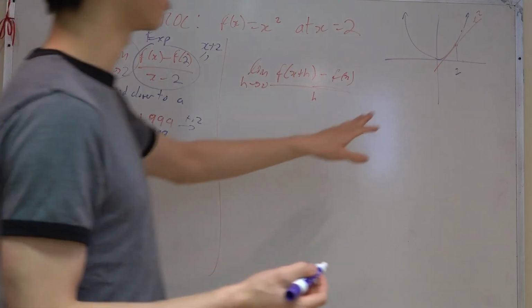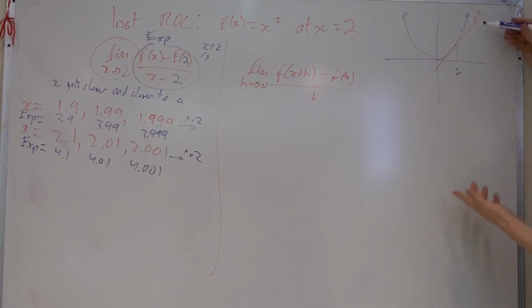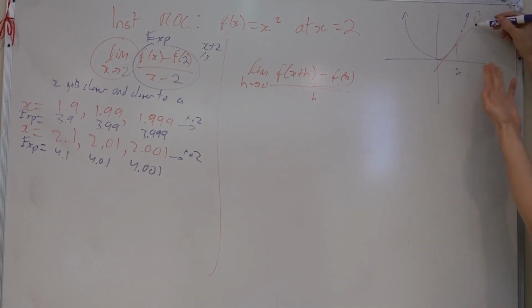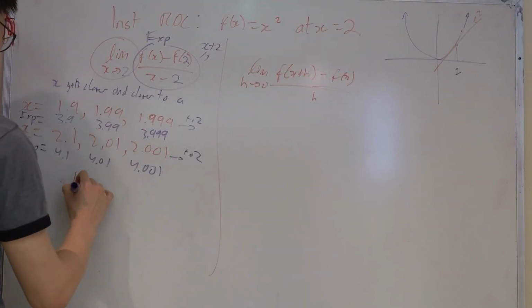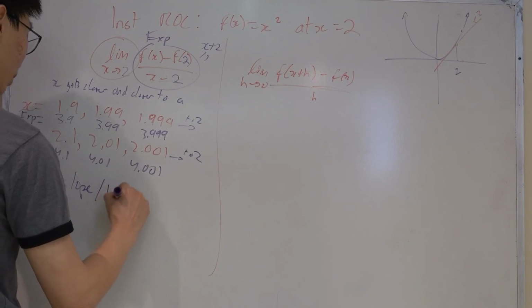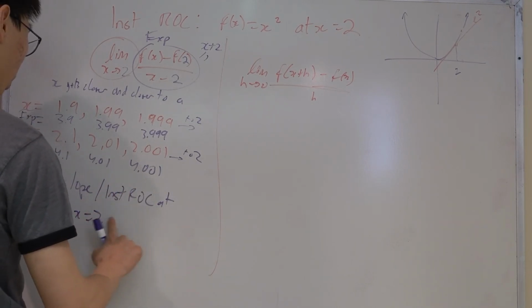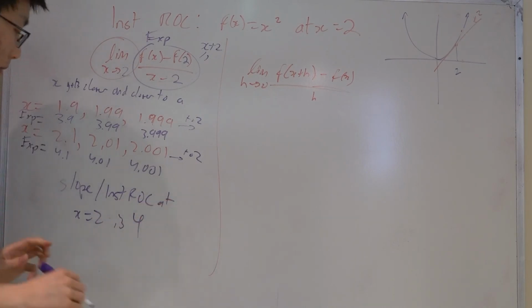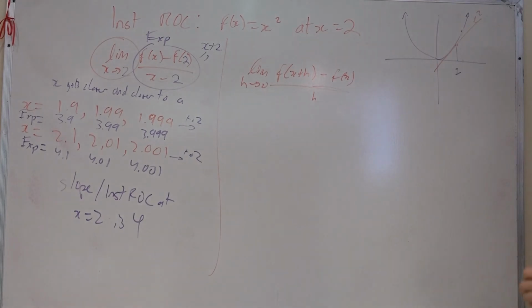And what that means, graphically, is that if I drew a tangent line here, I would expect its slope at this point, x equals 2, to be equal to 4. Okay? So our slope, or instantaneous rate of change, at x equals 2 is 4. Okay? Now we are going to do it the exact same way.